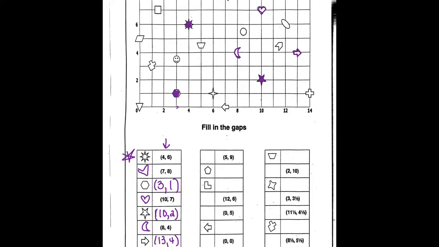And then the last one, I have 6, 1. So I'm going to go over to 6. I'm going to go up 1. And I kind of have this little shape here. And I don't think I'm going to do a very good job with it. But I'm going to try. So there we go.